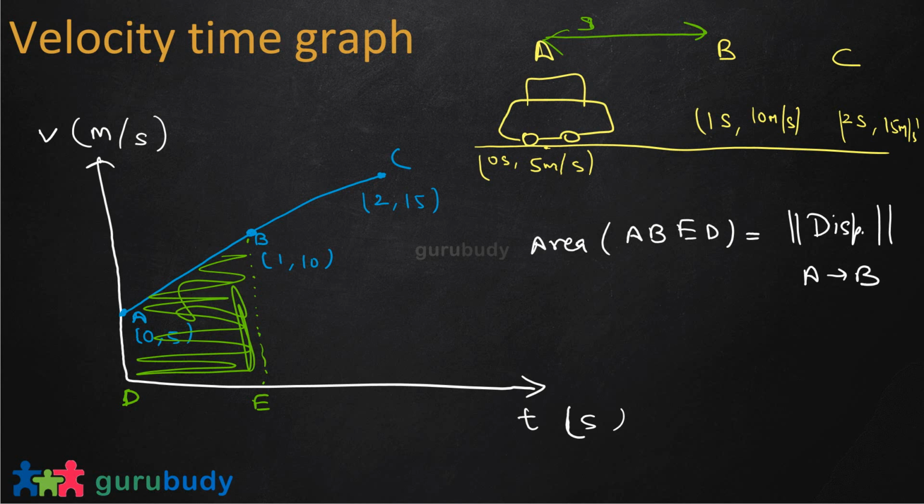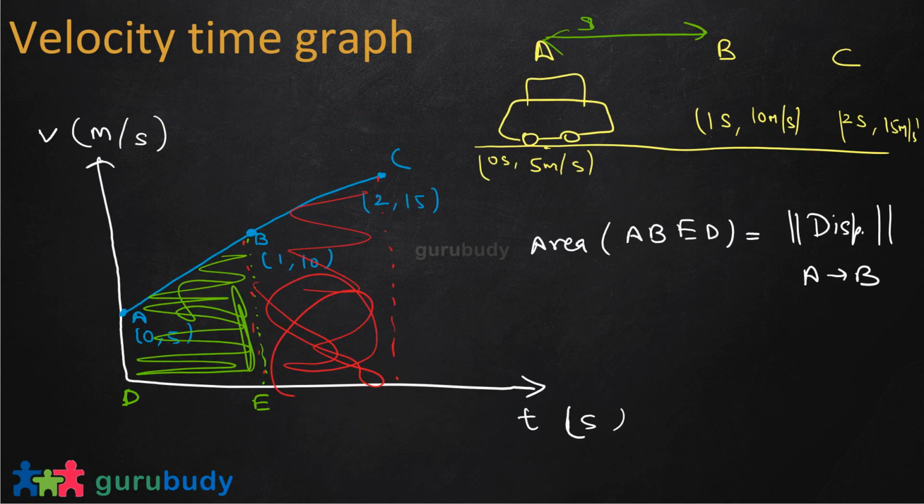Similarly, if the question is asking what is the displacement of this object as it goes from B to C, all you have to do is connect these points B and C to the time axis, and all of this area would be your displacement of the car as it goes from B to C. So it's pretty simple, as you can see. Just by looking at the graph and calculating the area, we can easily calculate the displacement of this object.